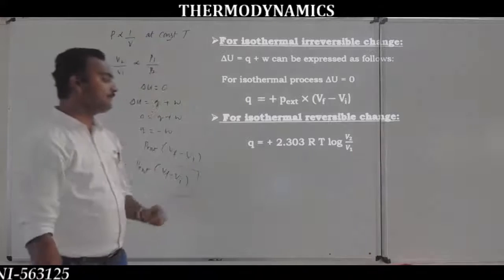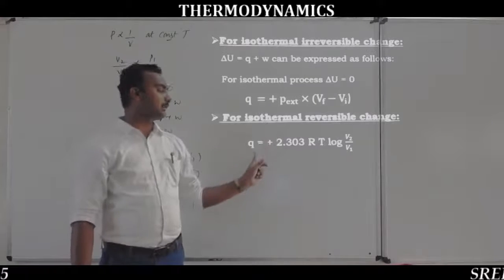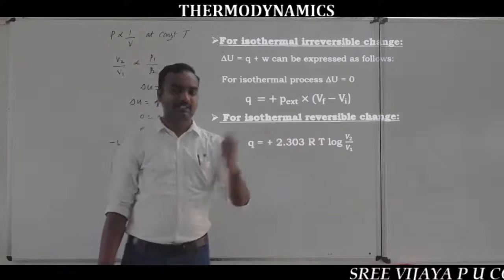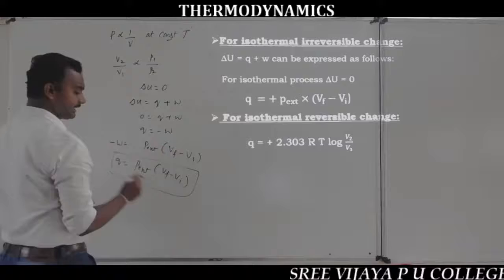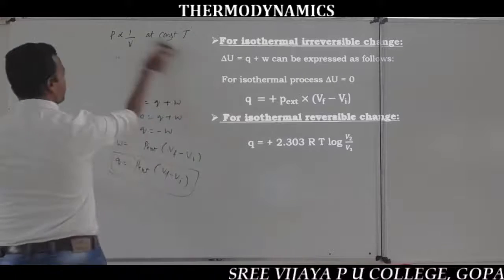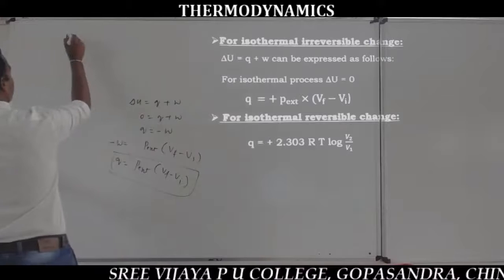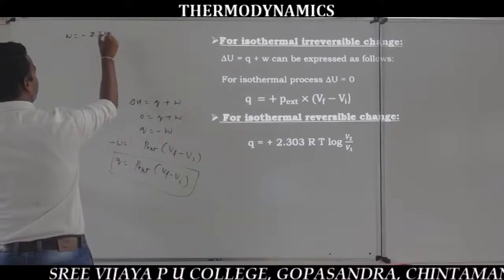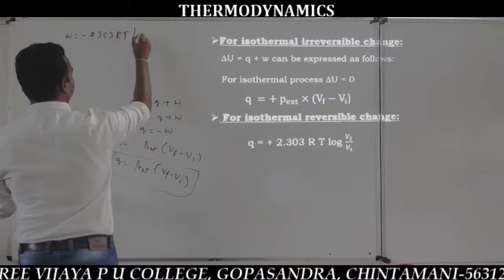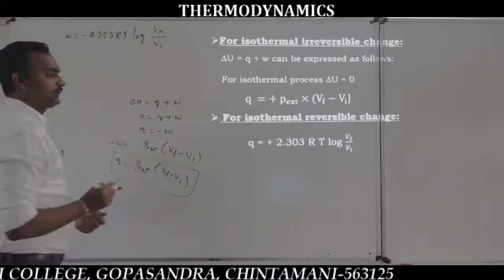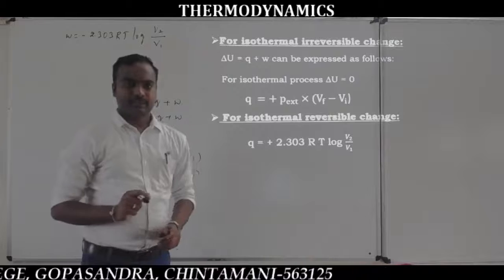At the same time, we already discussed the W for isothermal reversible expansion. We study this for a reversible change. So what is the expression? W is equal to minus 2.303 RT log of V2 divided by V1. So this is for isothermal reversible expansion of an ideal gas.